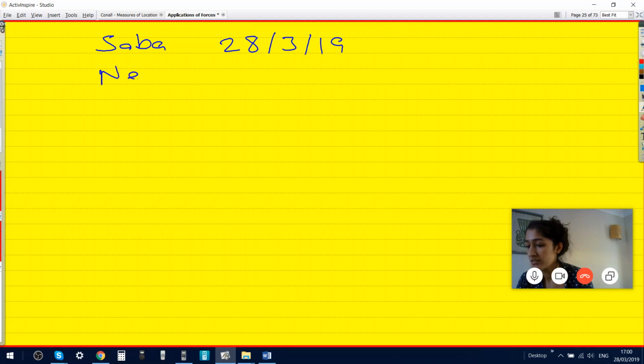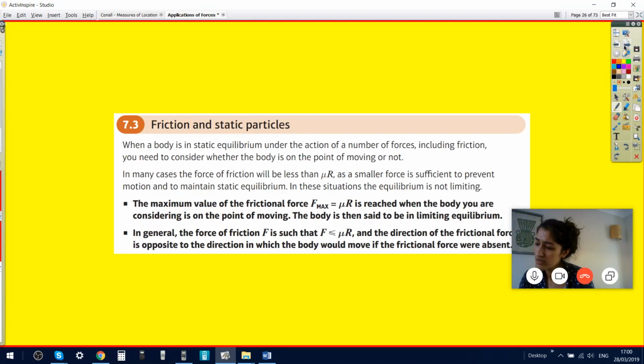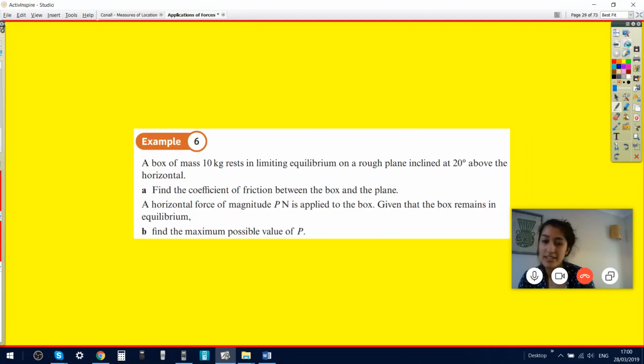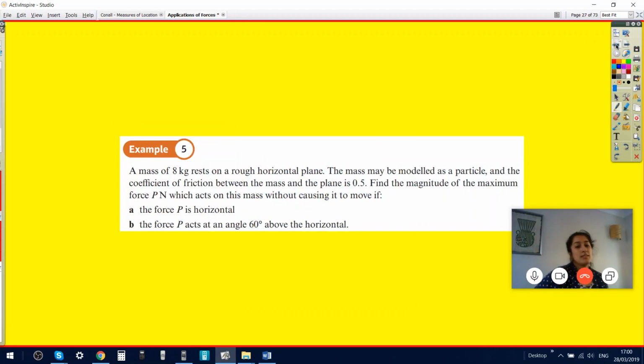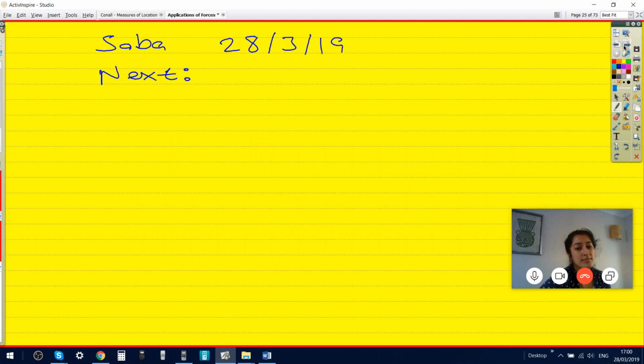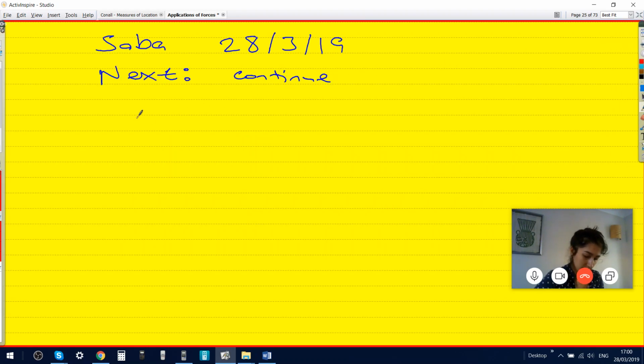Yeah, just like the harder ones. Connected particles? Is that friction and static particles? Connected particles? Yeah, frictions, yeah. Okay. Like, continue this chapter, is it? Yeah. Okay. Probably. Any questions for me in general?